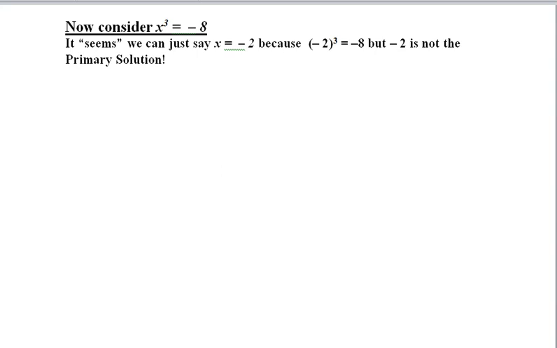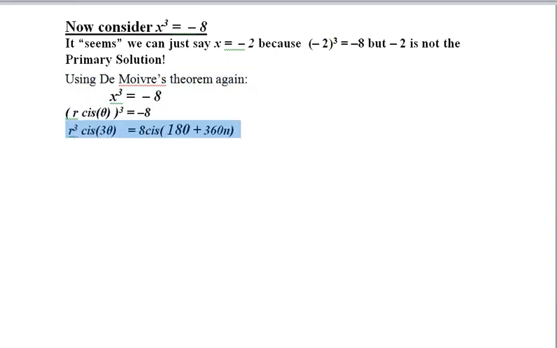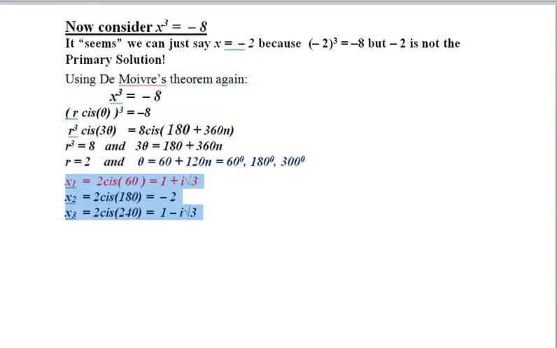Now consider x cubed equals negative 8. It seems we can just say x is negative 2 because negative 2 cubed does equal negative 8, but negative 2 is not the primary solution. Let's solve it again using de Moivre's theorem. And the three solutions are these.